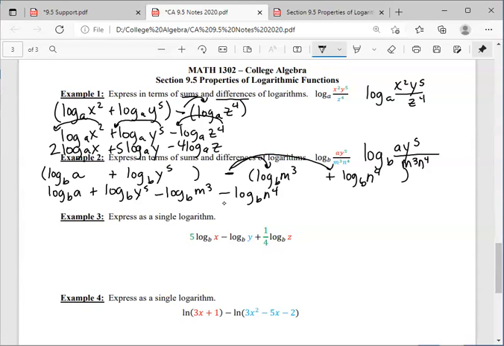What's the last thing I need to do? That power rule, if I've got anything raised to a power, I need to move that in front. This first one doesn't have anything. It's just a to the first. But this 5 needs to come up here. This 3 needs to come in front. So -3 log base b of m. And this 4 needs to come in front. So -4 log base b of n.